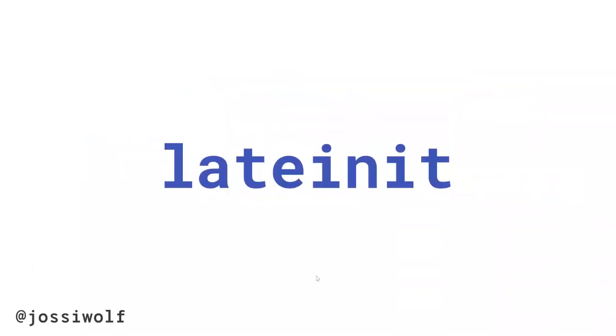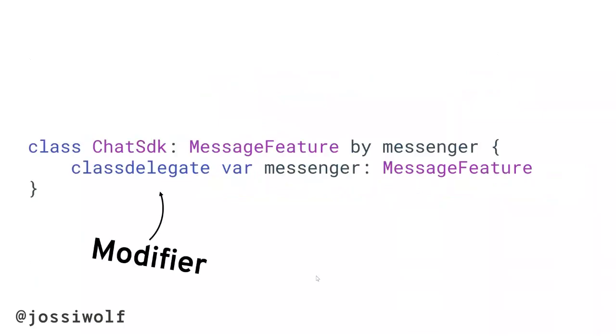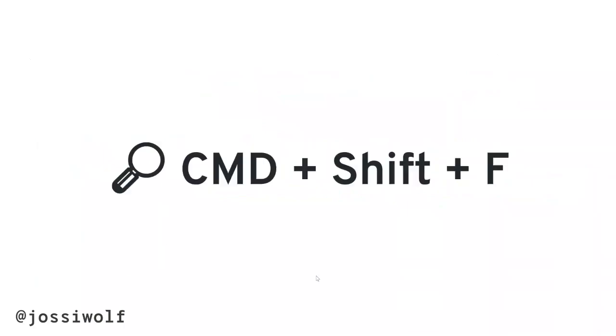So I thought, how do I do it? And I found lateinit, and I was like, okay, lateinit sounds kind of similar in terms of what it does, because lateinit is a modifier. So I was like, okay, I want to have a modifier which is called class delegate. How do I do it? And the first thing I did after finding that out was go into the Kotlin project and just Cmd+Shift+F and search everywhere for lateinit.